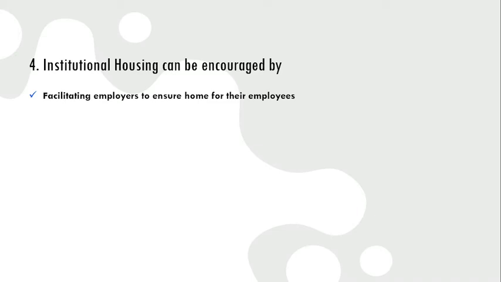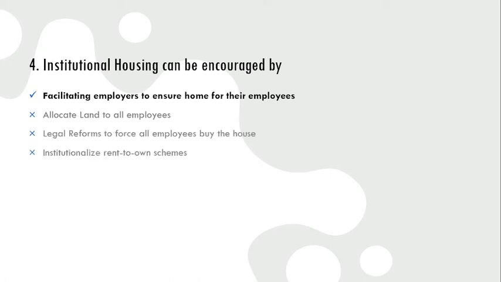Increased institutional housing also indirectly reduces the burden on existing plotted housing, group housing, and other forms of formal housing typologies. The other options, allocation of land to all employees, legal reforms to force all employees to buy a house, and institutionalizing rent-to-own schemes, are not actually encouraging the institutional housing structure in India.